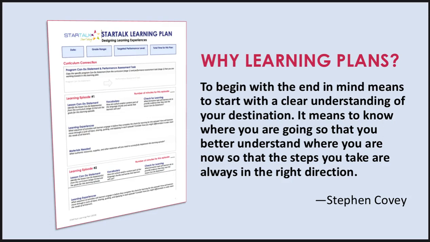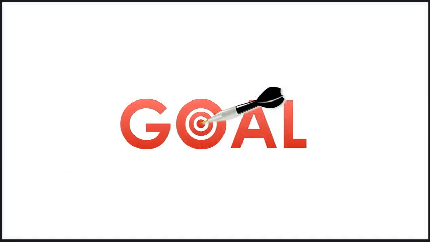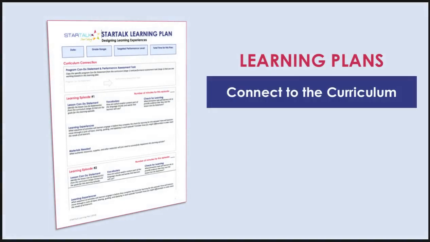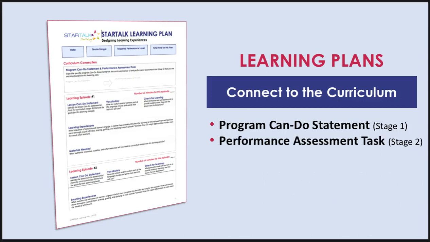It will allow us to know where we want our students to go so that we can design the lesson activities to take us in the right direction. For this reason, the learning plan is very goal-focused. It begins that process by making a direct connection to the curriculum, and does so by identifying the program can-do statement from Stage 1, the performance assessment task from Stage 2, and the lesson can-do statements from Stage 3.